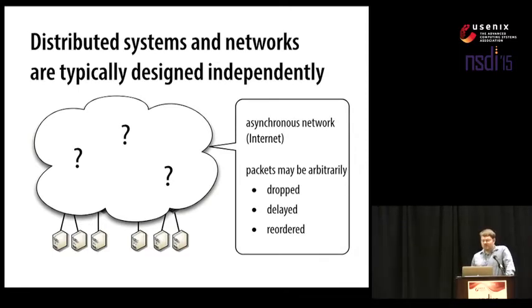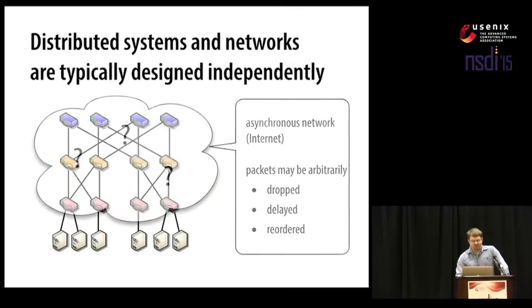And this is a totally reasonable design for the internet, where we know that all of these things can happen, and there's not really a whole lot that we can do about it in general. But is this approach appropriate for the data center? The data center isn't a black box, and in fact, we know quite a bit about what the network in the data center looks like.